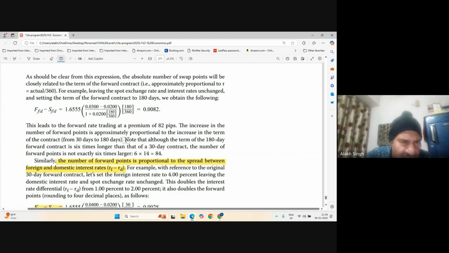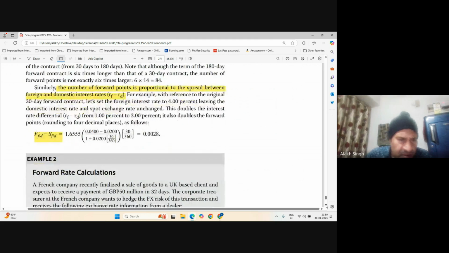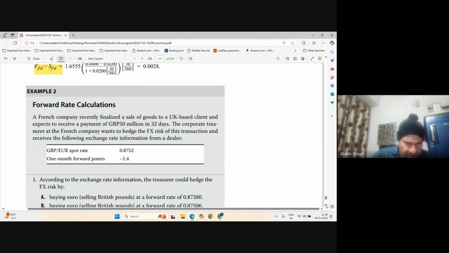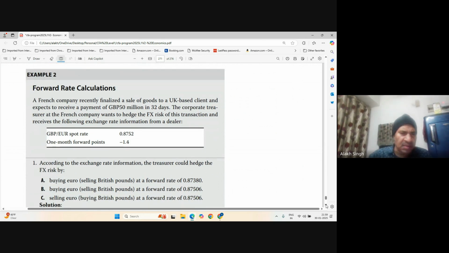So here is another thing, the way it was added. Okay, let me see if we are on page 271. Let me see if there is any question. And we will show an example. Why not solve this example?